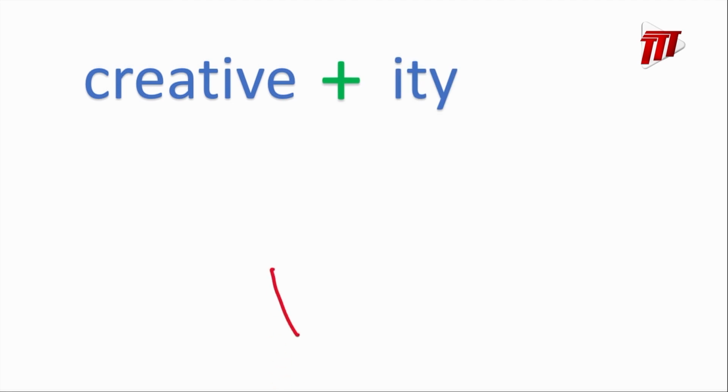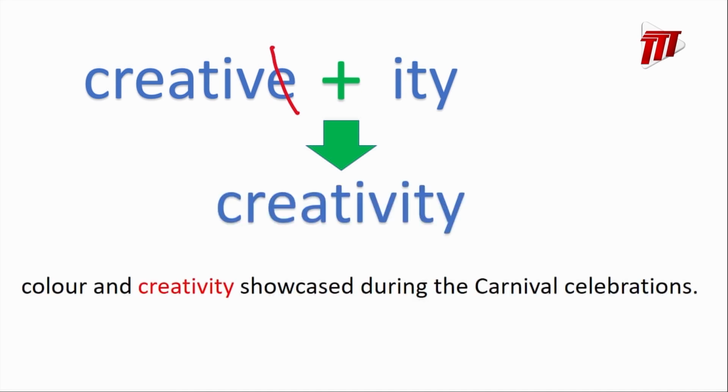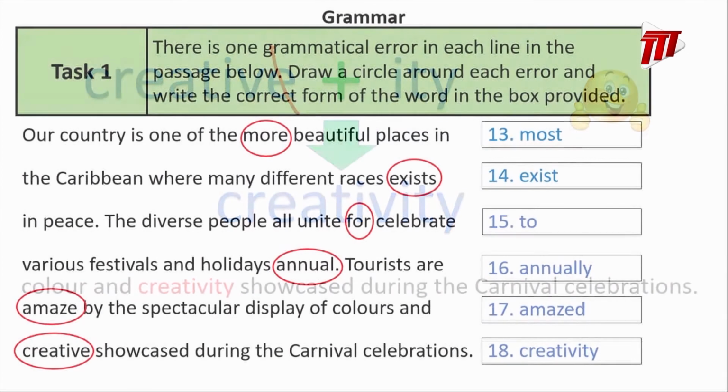Creativity, yes. So we take off the E and we add ITY and it becomes creativity. Color and creativity showcased during the carnival celebrations. So you have other words like positive, positivity, negative, negativity, and this is how we form these nouns by adding ity. We drop the e and we add ity.